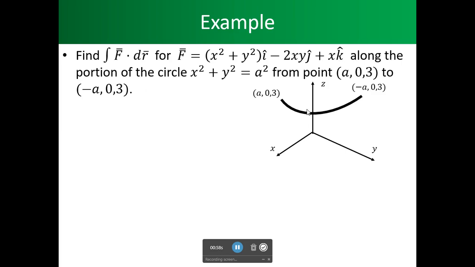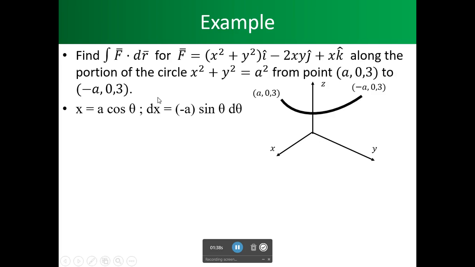Okay, so we're looking at a portion of a circle. We're not looking at 360 degrees. We're not looking at 2 pi. We're only looking at this curve. That's it. Just this portion. So I drew it here for us. You can see this is A on the x-axis, and on the other side, the negative A on the x-axis. We want this to go from point (A, 0, 3) to (-A, 0, 3).